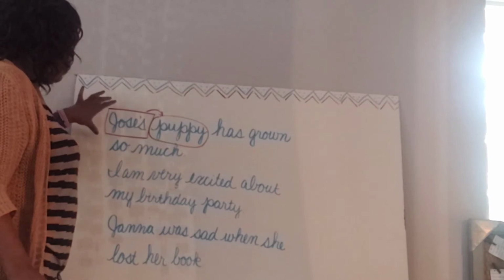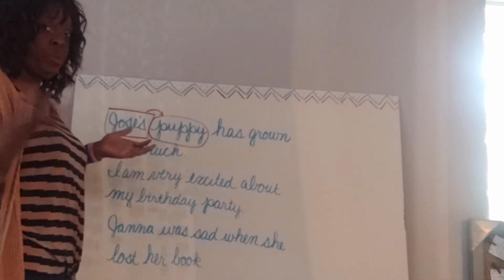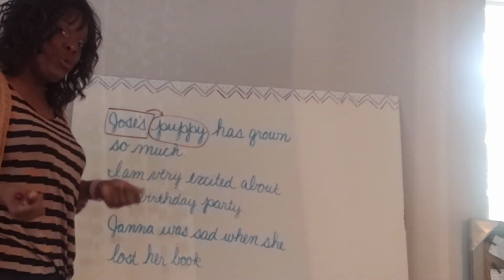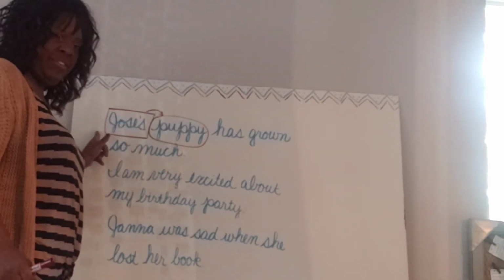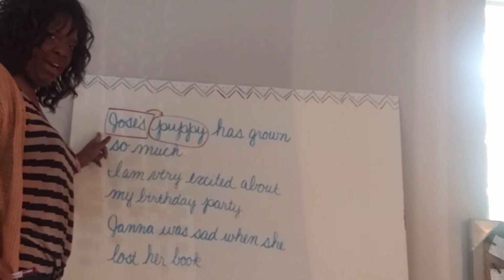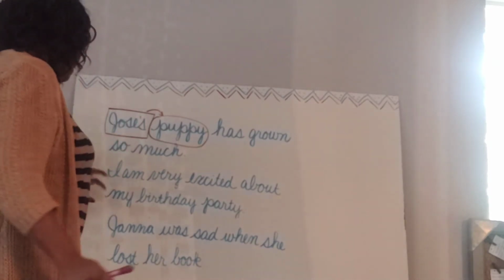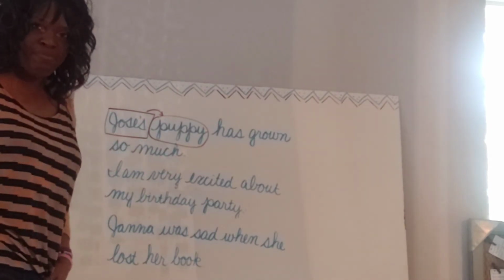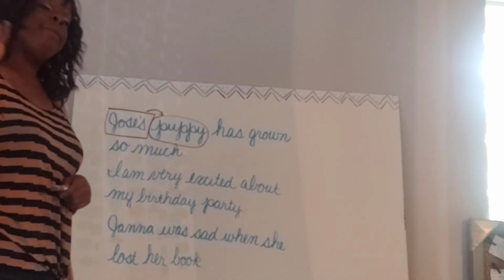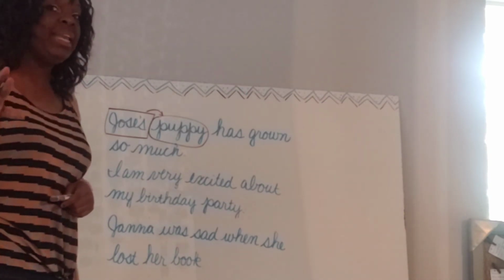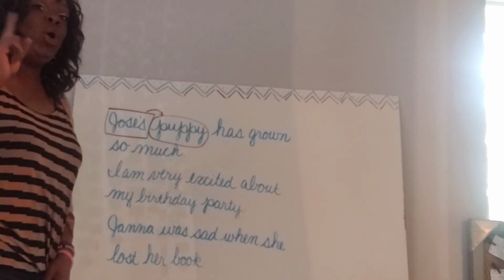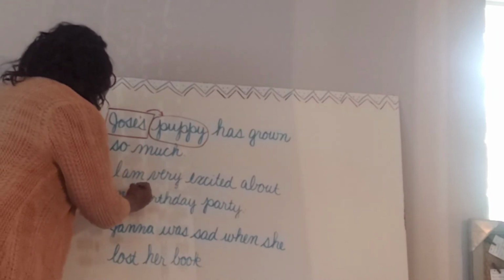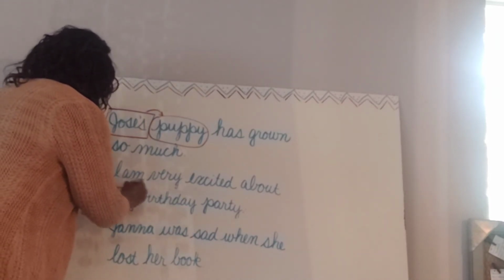So we have our possessive noun, Jose's, because it has the apostrophe S, but because it's describing whose puppy, it is the adjective in our sentence. You understand that? Hopefully. Okay, we'll do a couple more sentences just to make sure. I am very excited about my birthday party. Whose birthday party? Okay, not who is excited, okay, because I am very excited, but whose birthday party? My. Very good. My birthday party.